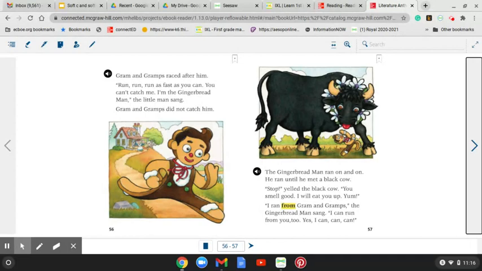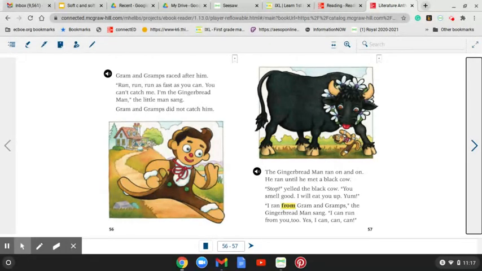Now, I want you to notice on these two pages, we have words that are repeated. The author will do this sometimes to make it more enjoyable for us to read. He wants us to know that the gingerbread man is running away. Run, run, run as fast as you can. You can't catch me. I'm the gingerbread man. And it makes it more enjoyable for us to read. We also see that at the end of the page where the black cow says, I can run from you too. Yes, I can.